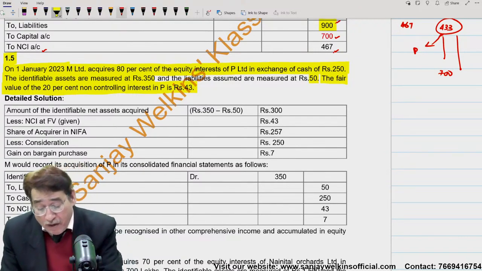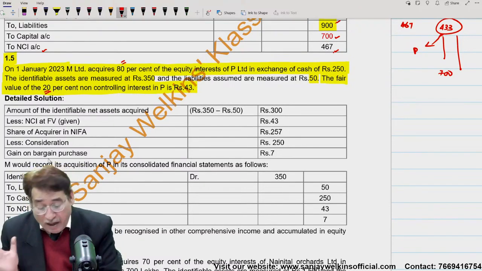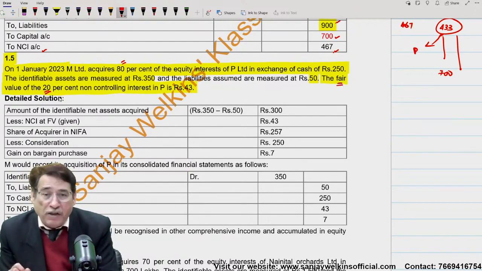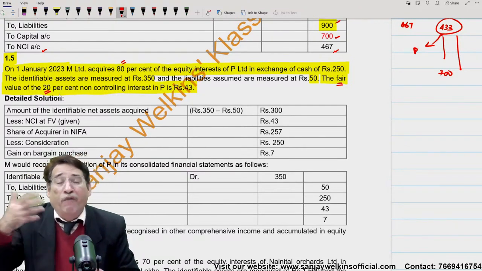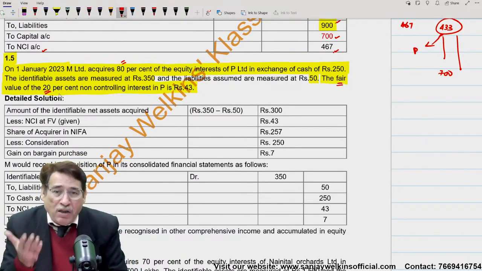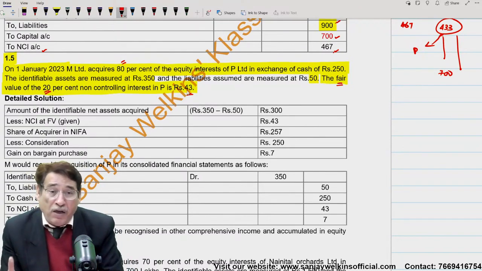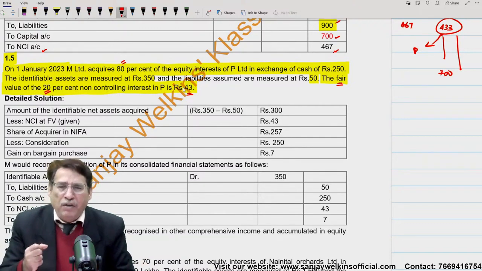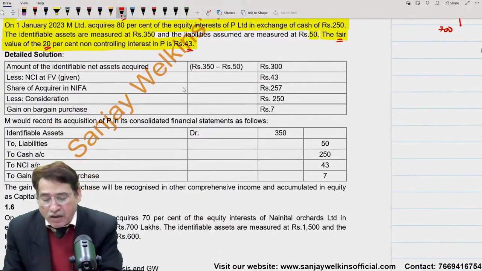What I mean to say here, for example, in this particular question, we know that we have got 80% interest and NCI interest is also 20%, and here it is written the fair value of 20%. What the student actually presumes is that they have to find the NCI at fair value. Without going further, the value is already given to you. It is given that the fair value of 20% non-controlling interest is 43. So you need not do anything in this case, because the fair value of NCI is already available. There is no point in unnecessarily computing the fair value of NCI in this case. So you can easily manage this question of your own.